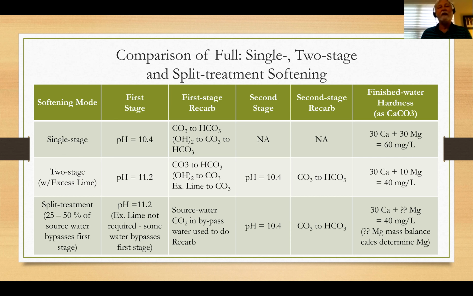The last square on the right there says, I do a magnesium mass balance, and I determine the magnesium level that I want in my finished water. That determines whether that is 25, 30, 35, 40, 45, 50% bypassing the first stage.